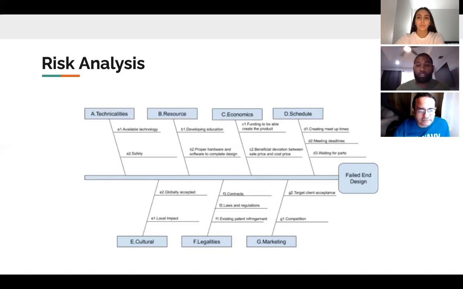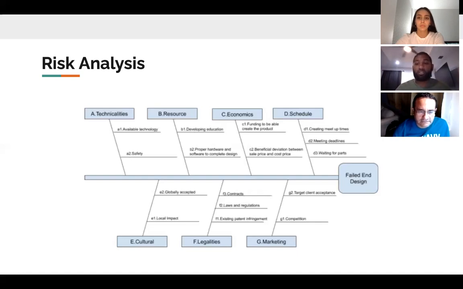We're also going to be looking at the scheduling, which is creating meetup times between us and the group, as well as meeting deadlines and waiting for parts. In our cultural aspect, we're going to be looking at local impacts, global, is it globally accepted? And legalities, we're looking at contracts, laws and regulations, existing patent infringements.